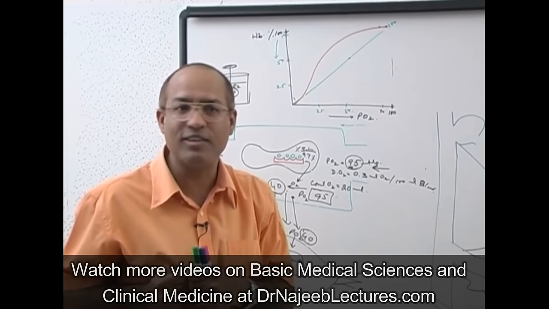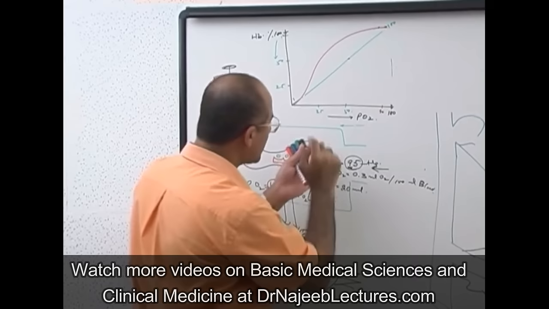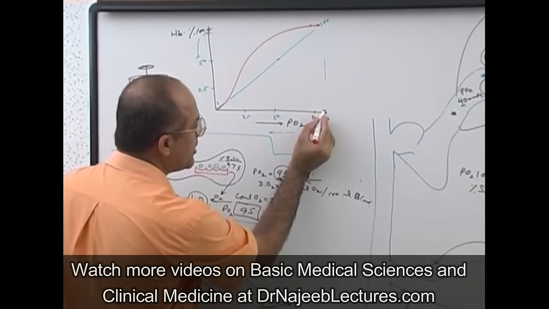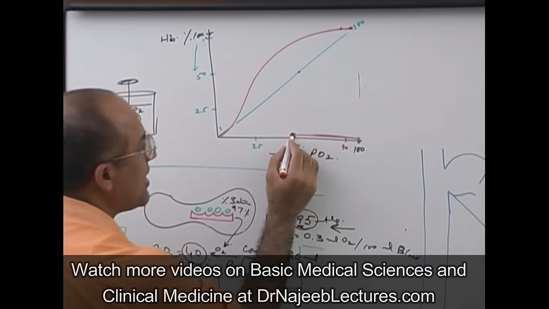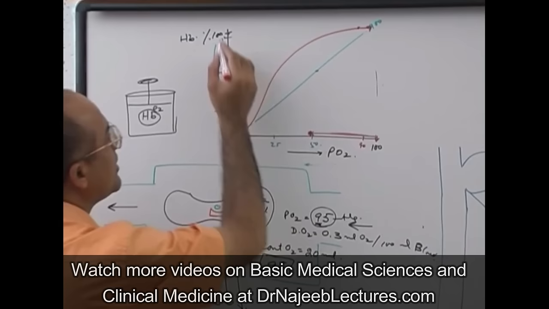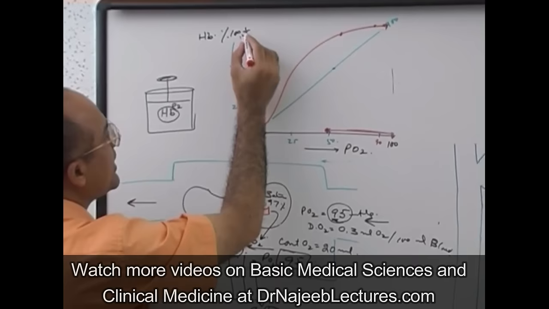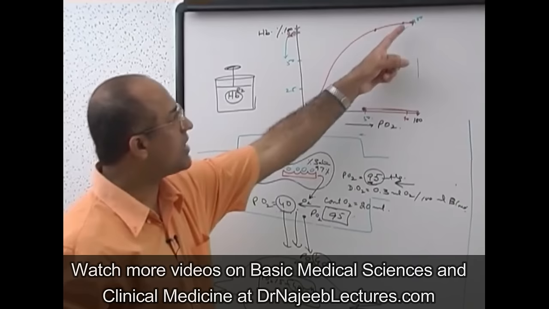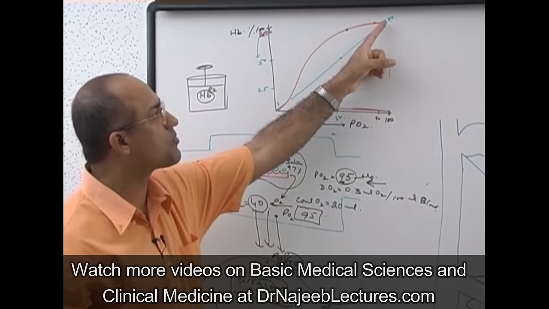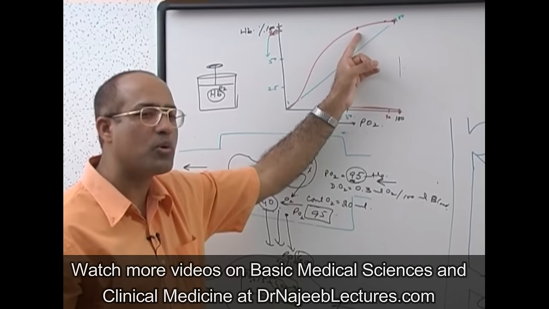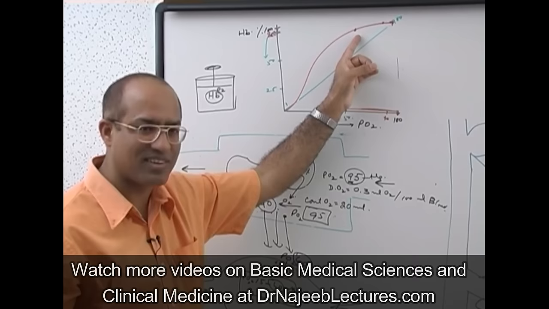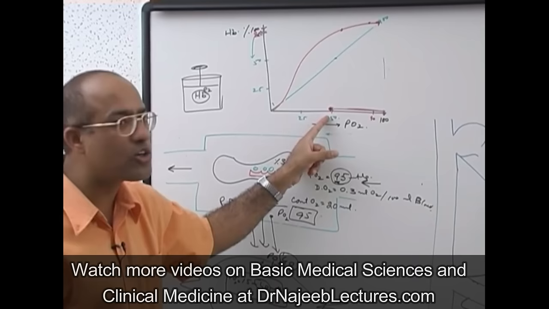Is that right? Actually, on this curve, if you drop the pressure from 100 to 50, and when you drop pressure from 100 to 50, this drop is, what is the 50 point? Here the saturation is only 85. What does it mean? You have dropped the pressure from 100 to 50, but saturation has dropped from 100 to 85. It means how much oxygen is released? Only 15%. Hemoglobin is desaturated only 15%. In spite of a big fall in the pressure, it did not release much oxygen.